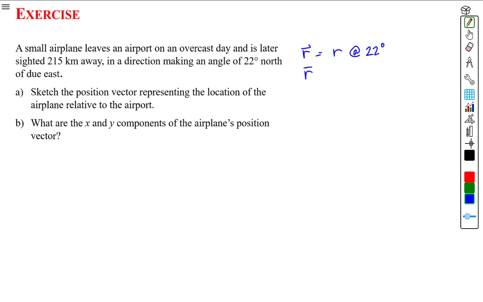Now I am labeling the magnitude of r to be 215 kilometers, and the direction is 22 degrees north of due east. So I'll just add that little detail so I'll remember to put this in the correct quadrant.